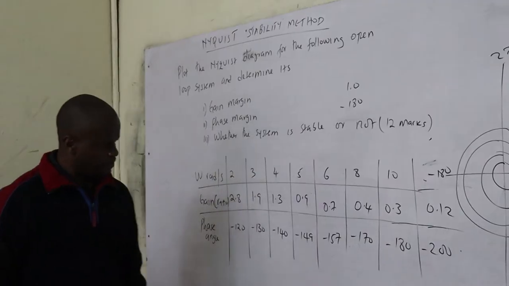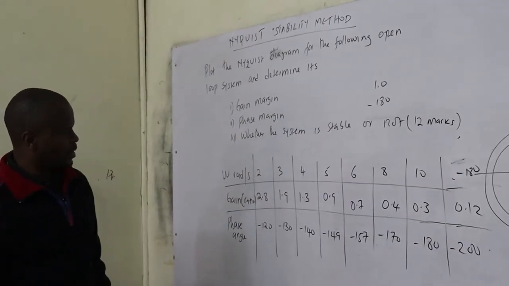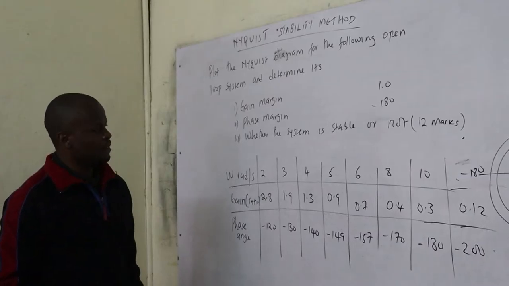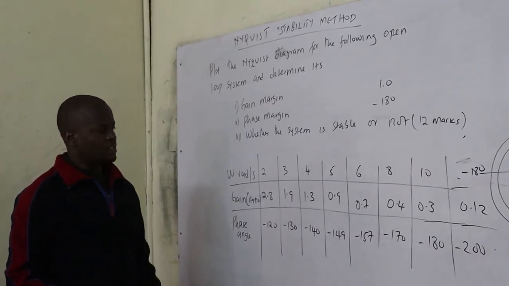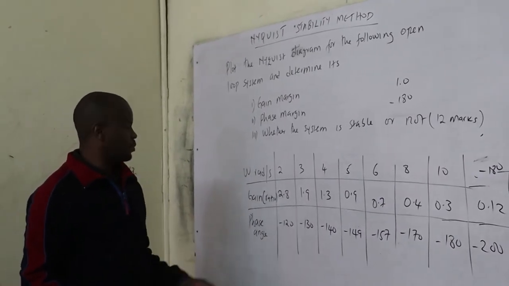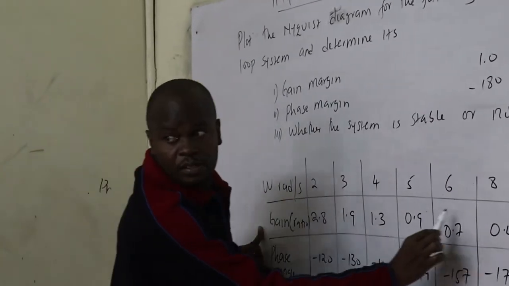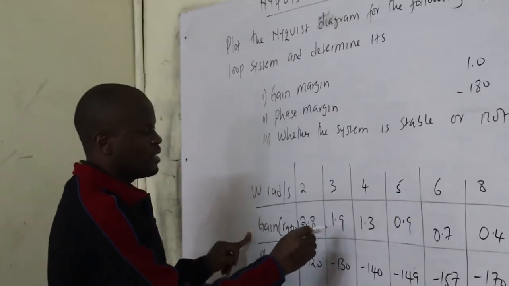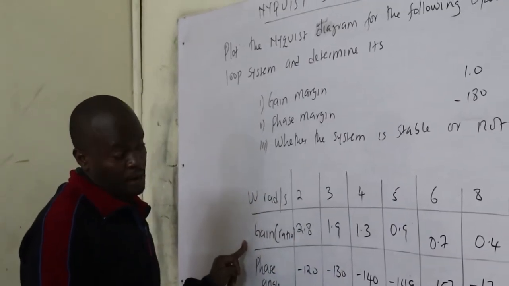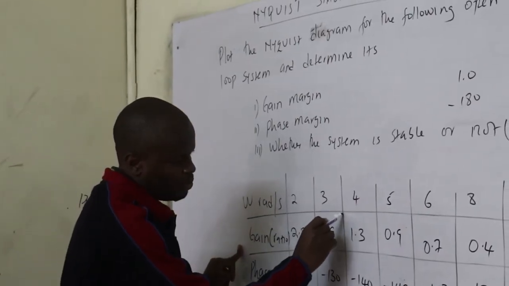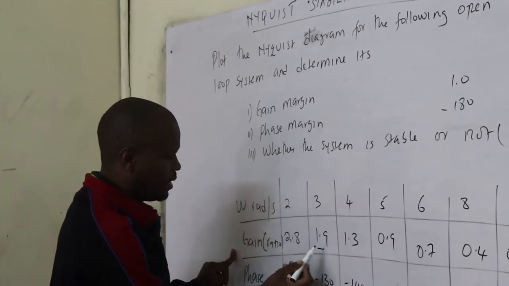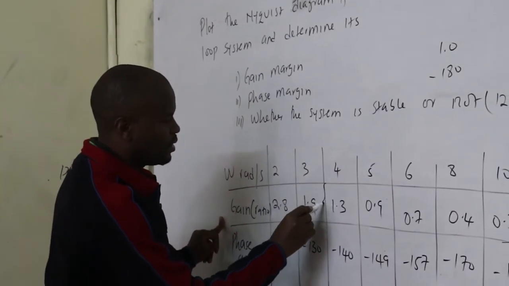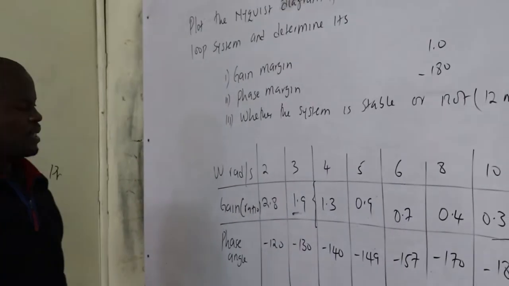So it is always very, very important that whenever you are plotting in order to obtain stability, then you must ensure that under the gain ratio plot, you should have a value that is slightly more than one. Like in this case, it's bigger than one. So the next value is 1.3. So at 1.3, we'll be able to obtain the stability.